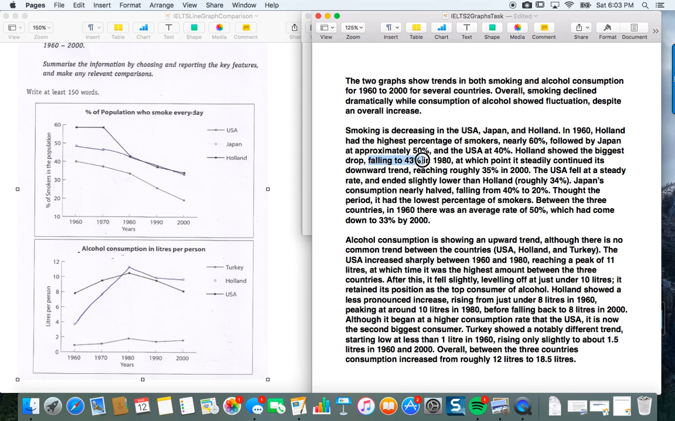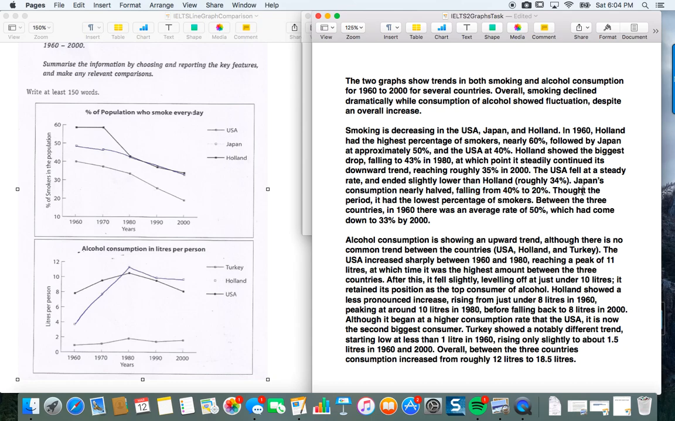Then data falling to 43% in 1980, at which point it's steadily continued its downward trend. Again, that's the trend followed by data. USA, similar. Trend, data. Japan, same thing. Trend, it nearly halved, and that's one of the key things to look out for in the IELTS exam. When something decreases by half, they love that stuff, so make sure you point that out. Japan's consumption nearly halved, falling from 40% to 20%.